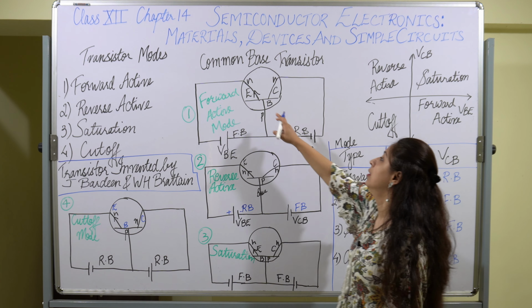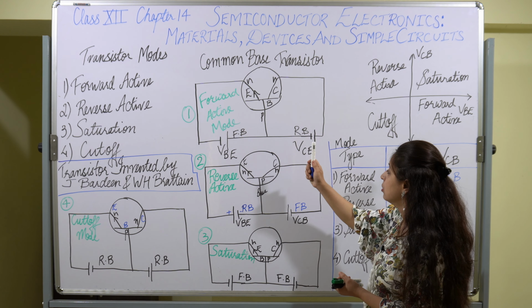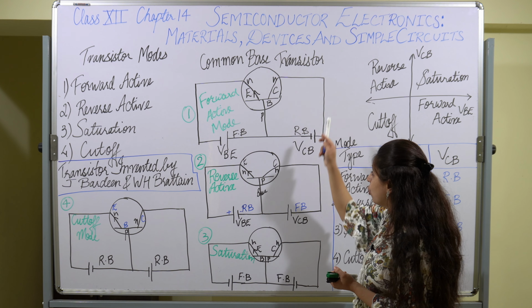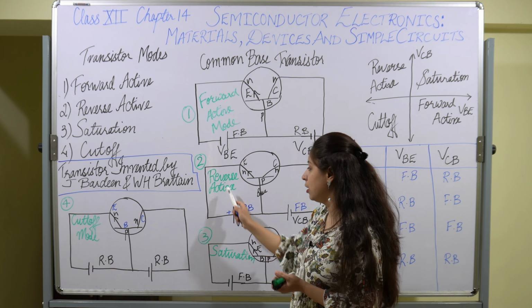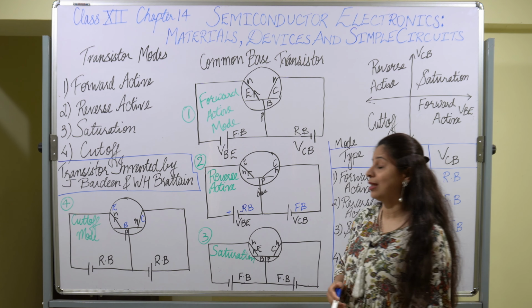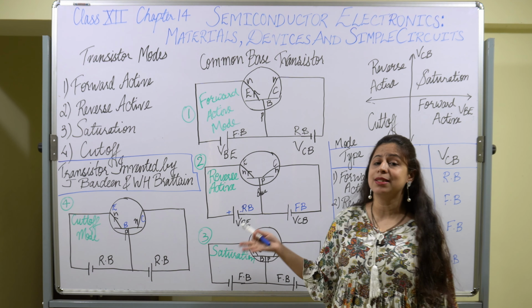And here my collector to base voltage was negative. Why was it negative? Because my collector to base region was reverse biased, but it is just the reverse over here. In the reverse active mode, my collector to base voltage is positive, and my collector to base region is forward biased. If the connections are made to the transistor this way, then they come in the reverse active region.